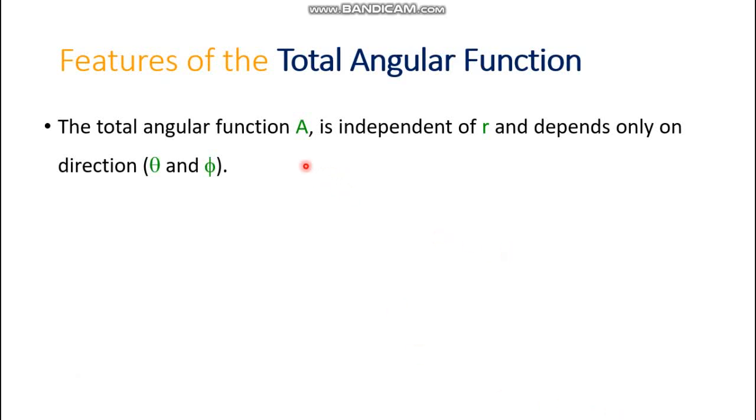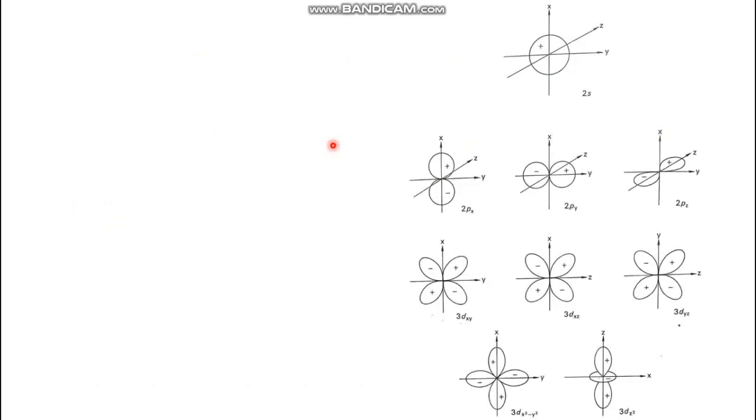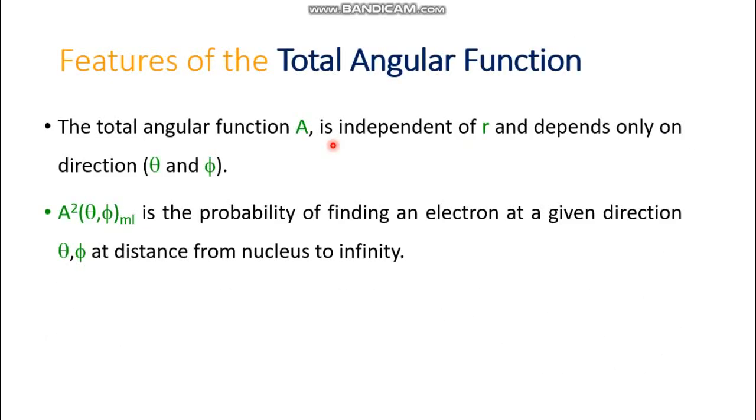Now, the feature of the total angular function, that is the A function. The total angular function A is independent of r, and it only depends on theta and phi. Now the square of this angular distribution function is the probability of finding an electron in a given direction. This is not distance, this is regarding the direction, and direction is a function of theta and phi.